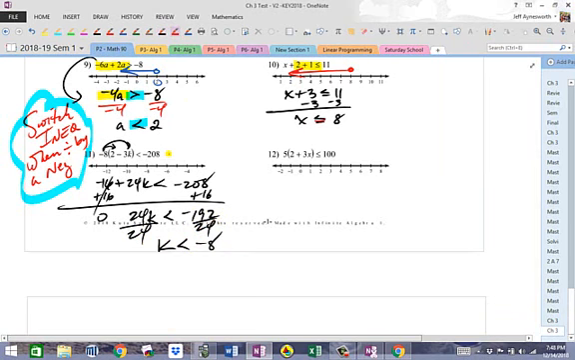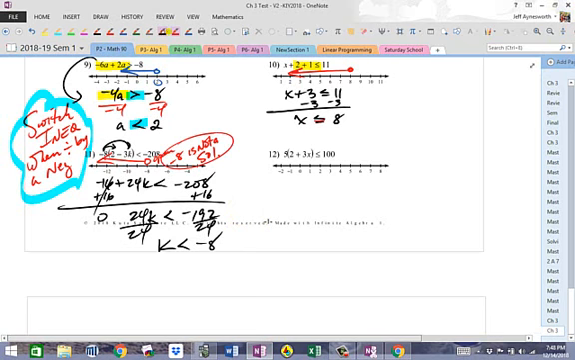So all numbers less than negative 8, not including negative 8. They include all numbers to the left. So negative 8 is not a solution here. Negative 8 is not a solution. That's why it's open.